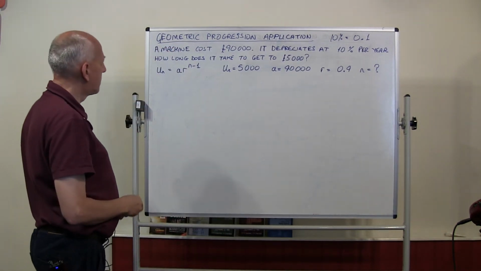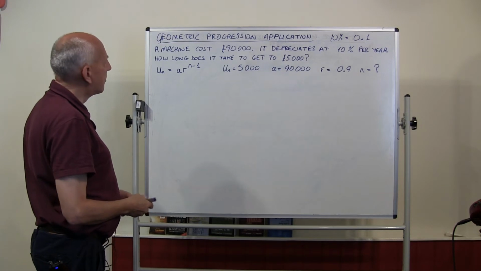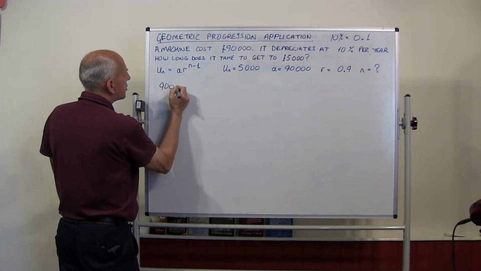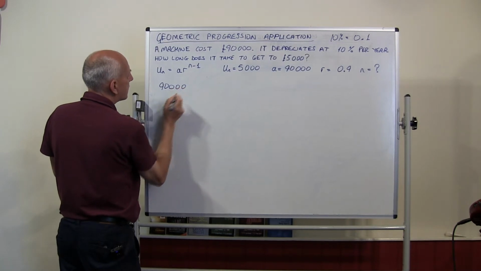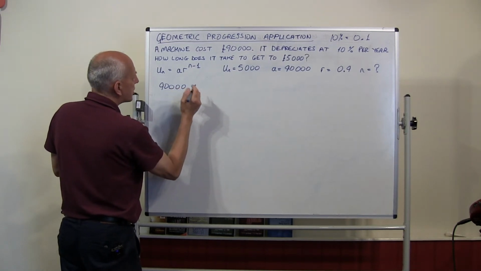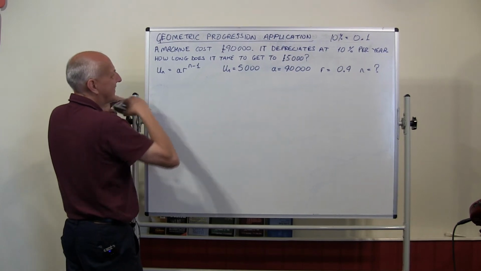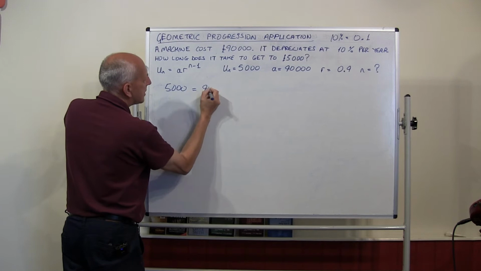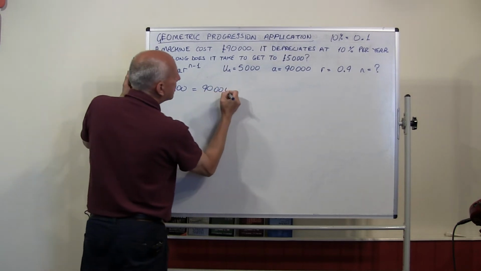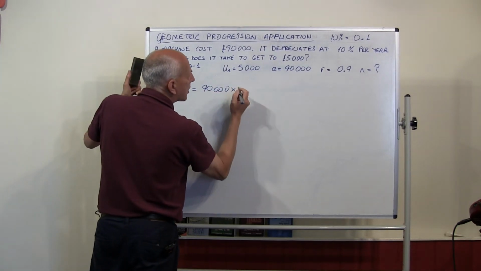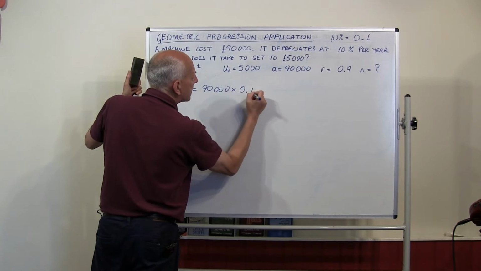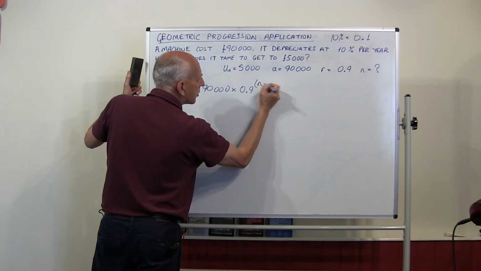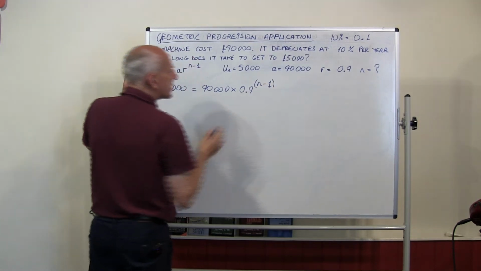So it's quite straightforward. All we've got to do, he says, is put the numbers in. Starting point: 5,000 equals 90,000 times the common ratio 0.9, to the power of n minus 1, of which we don't know what n is at this stage.